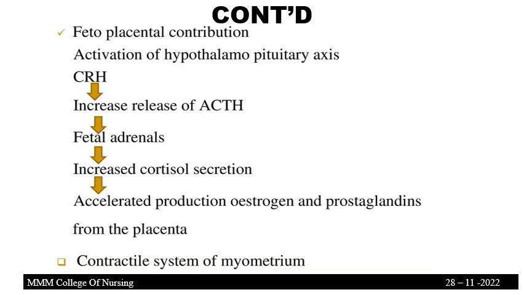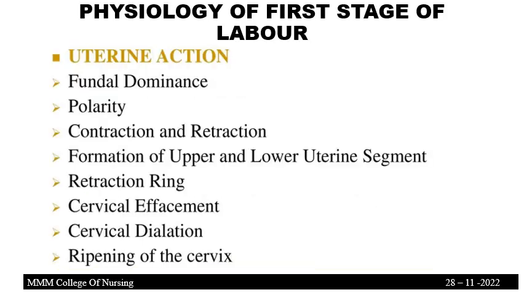Because of the increased release of ACTH, the fetal adrenals show increased cortisol secretion, and accelerated production of estrogen and prostaglandins from the placenta and the contractile system of the myometrium. It is nothing but the fetal adrenals secreting cortisol. So this cortisol accelerates the production of estrogen and prostaglandins. Okay, so the placenta also releases estrogen and prostaglandins, and that causes the contraction of the myometrium, and that leads to labor.